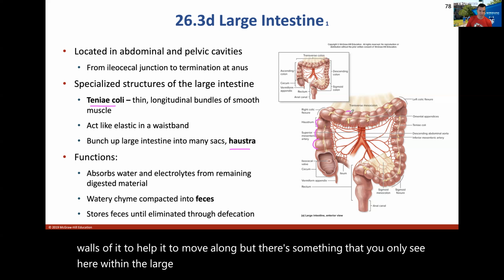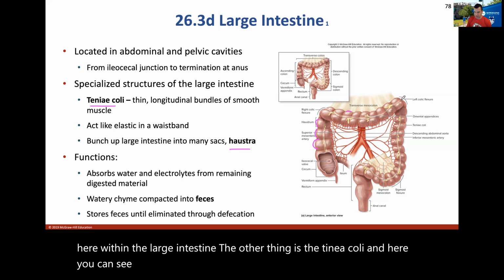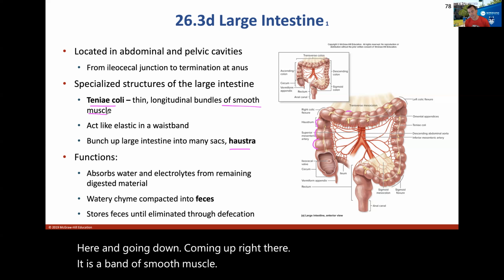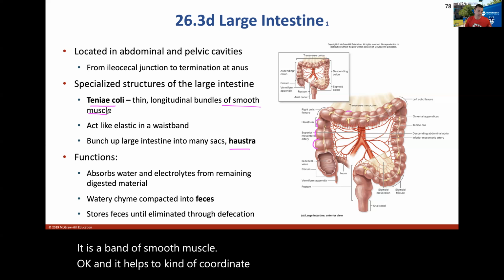The other thing is the tinea coli, and here you can see it going down and coming up right there. It is a band of smooth muscle, and it helps to coordinate the muscular activity of the large intestine.